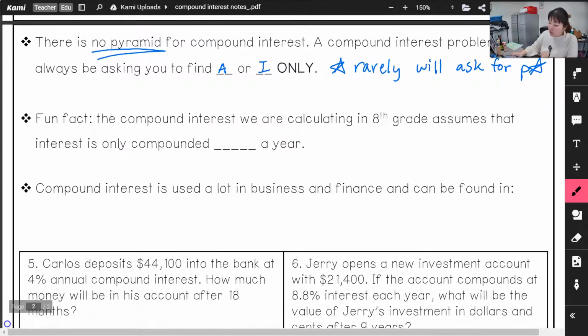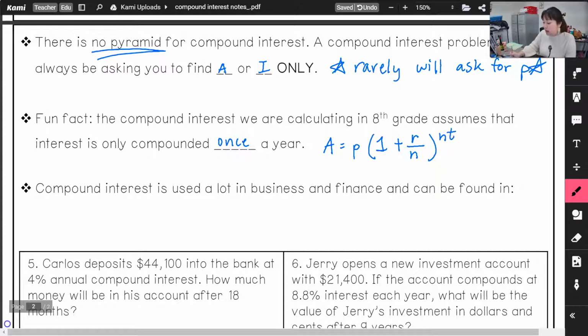Right? So fun fact, the compound interest that we are calculating in 8th grade math assumes that interest is only compounded once a year. You don't have to write this part down, but technically, the compound interest formula, the real one, looks like this.